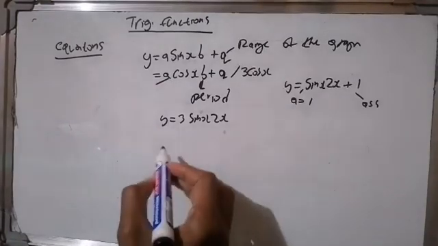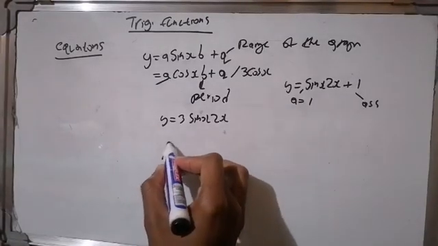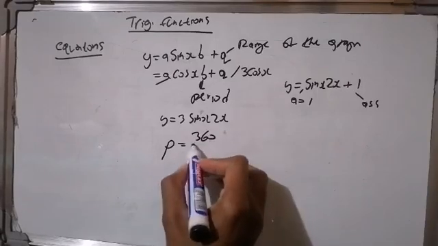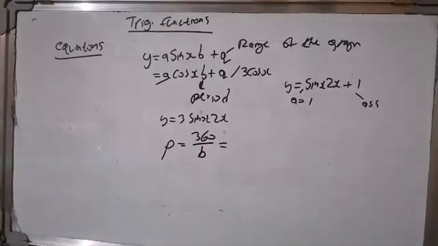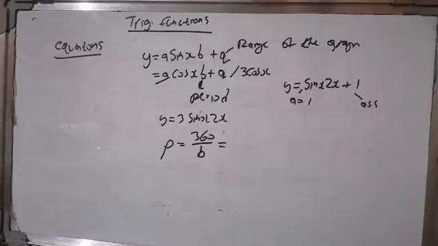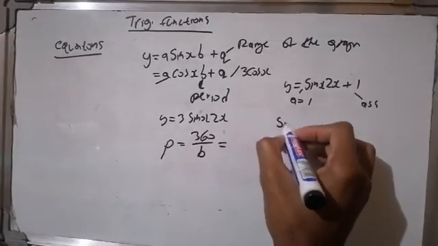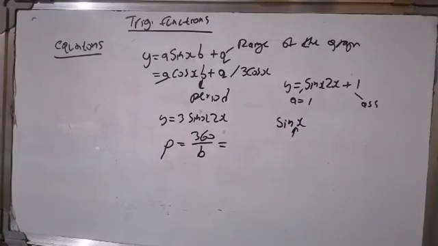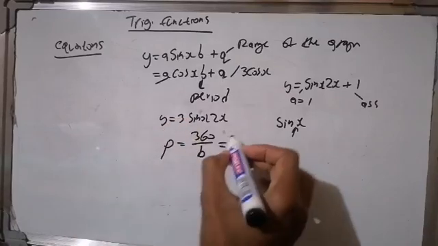The period of this graph, you have to know the formula of a period. The formula of a period is 360 divided by the value of b. The value of b is any value before your x. So for an example, sine x, the value of b here is going to be 1.